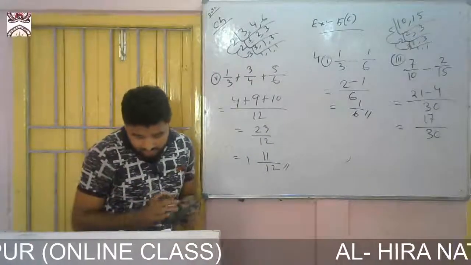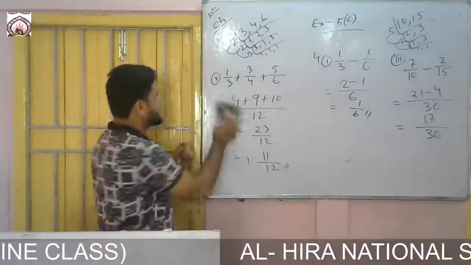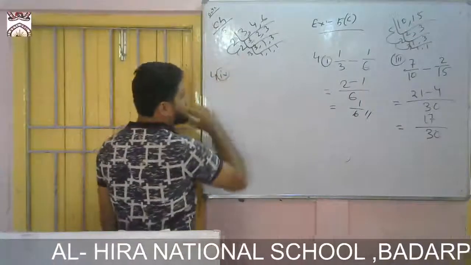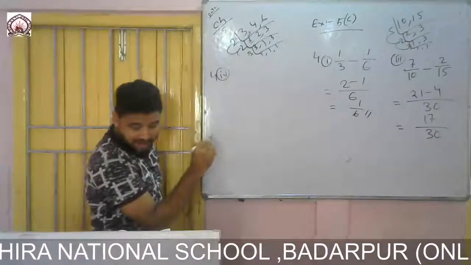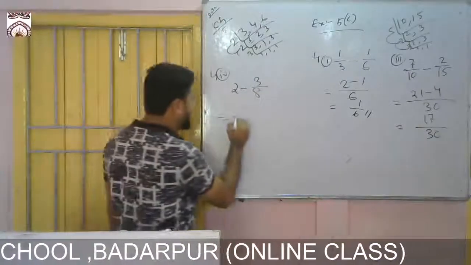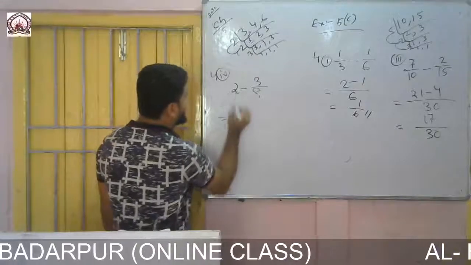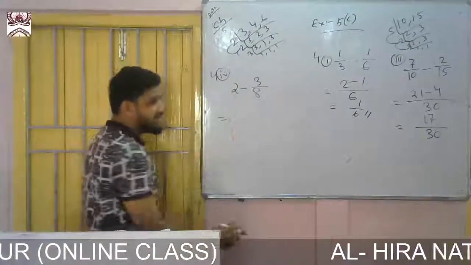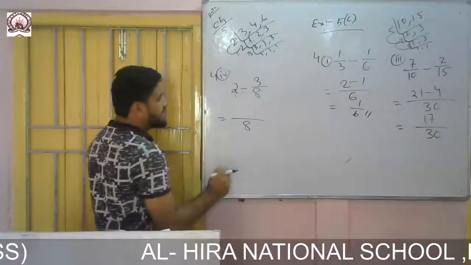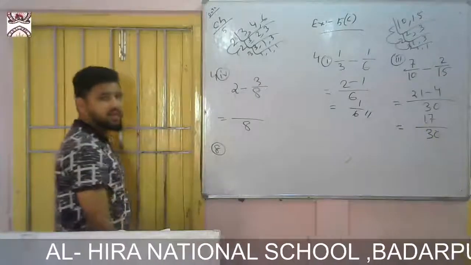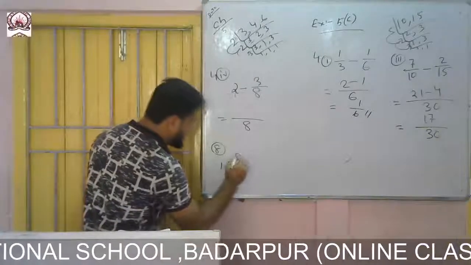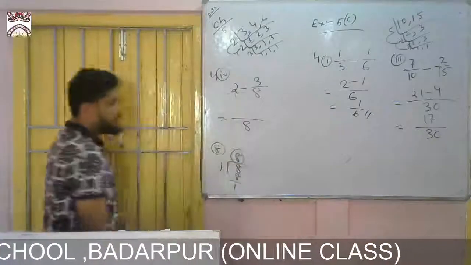Now you see the last one, that is question number 4, Roman 6. The last one is 2 minus 3 by 8, I think. Yes, 8. In this case, in the denominator 1 is there. If I take the LCM of 1 and 8, the LCM will be 8. If you divide this 8 with 1, the answer is coming 8. So we are getting 8.